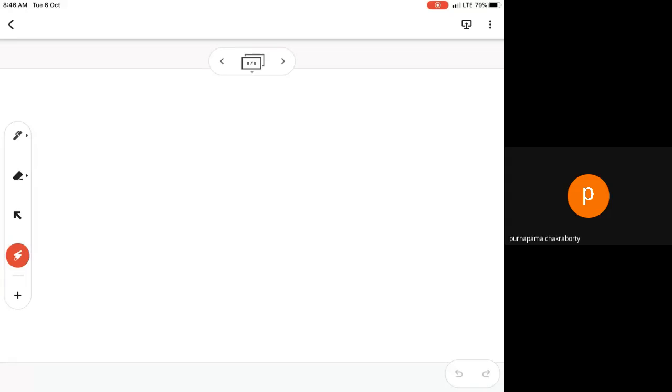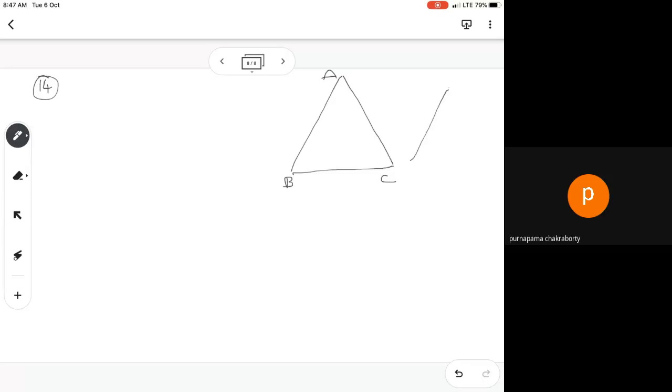Okay? So 14th question here, what is given? Triangle ABC you take into consideration. The figure I am drawing here, with A, B, C, and triangle P, Q, R, and a median is given to you here, AD. AD is the median, and PM is also a median.